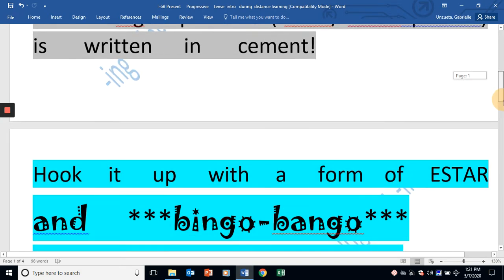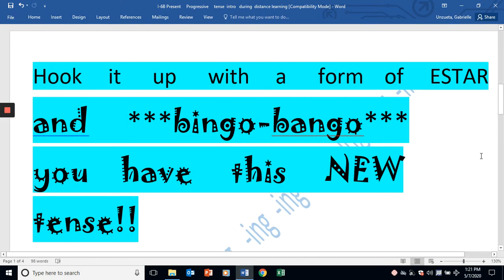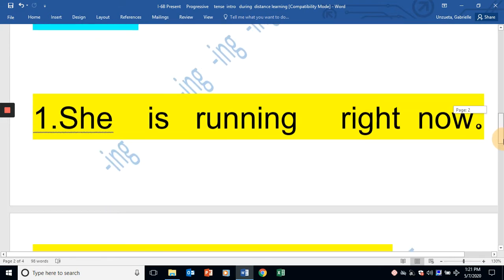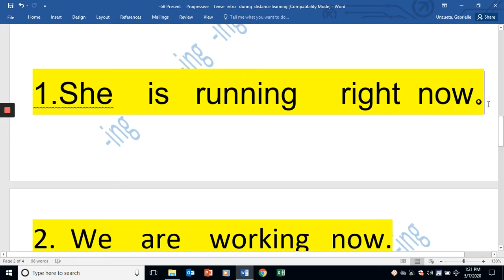But you know what? It's a little more complicated than that. You have to hook it up with a form of estar, and bingo, bango, you have this new tense. So let's get to it, Stallions. She is running right now.